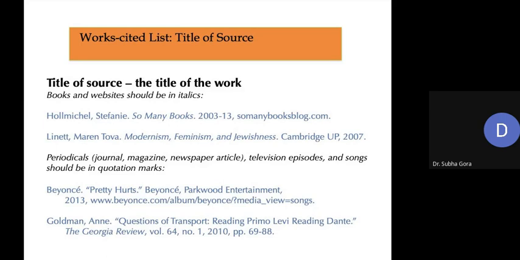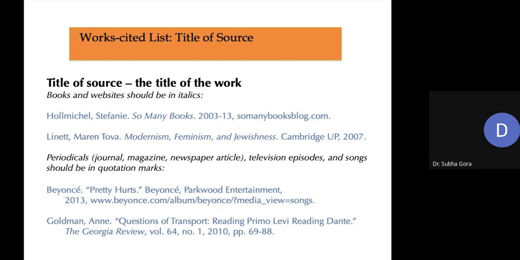So next, we have looked into the author. Now coming to the title of the work. If the title of the work is available, we know how to quote it. Books and websites should always be in italics. And then periodicals, journals, magazines, newspaper articles, television episodes, and songs should be in quotation marks.